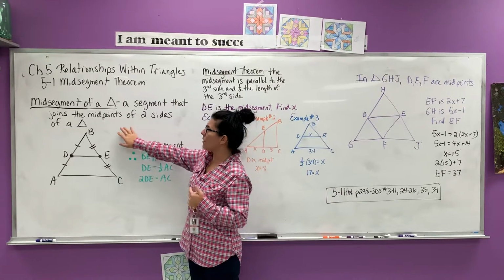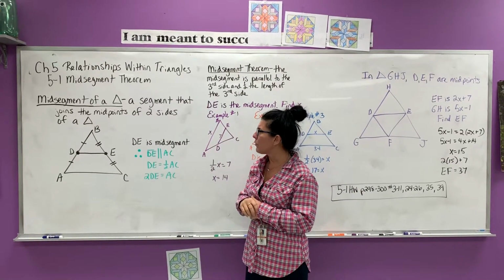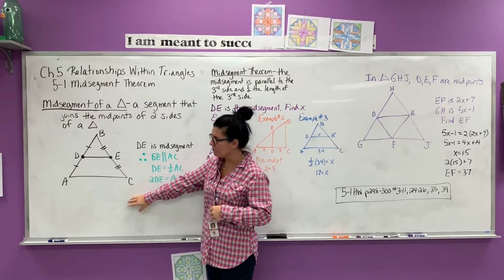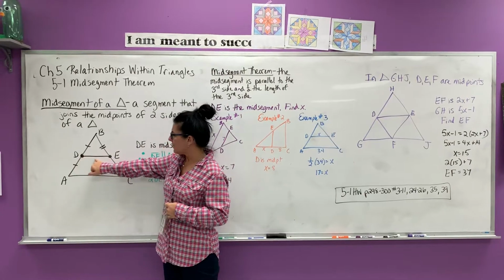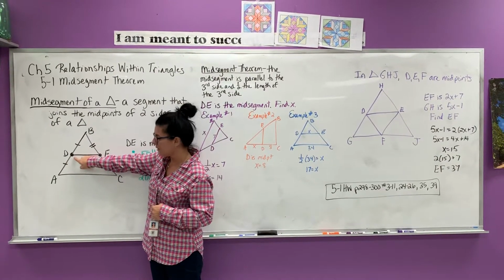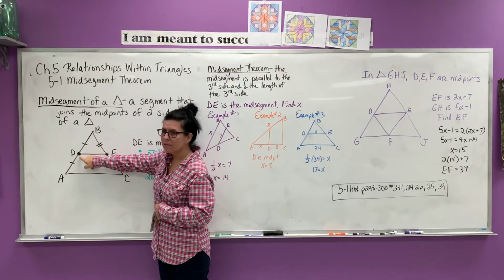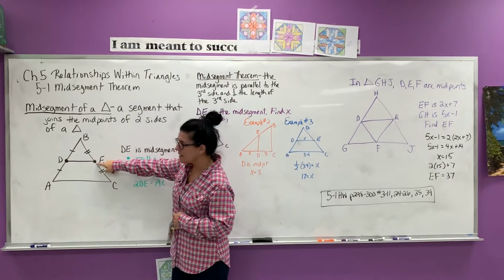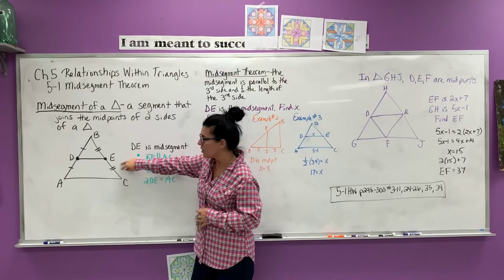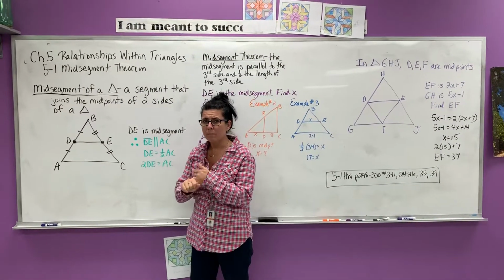So a definition of a mid-segment of a triangle: it's a segment that joins the midpoints of two sides of a triangle. So if you look at the picture here, triangle ABC, I can look at it and know that DE is called a mid-segment because I can see that D is a midpoint by the markings here. I can see AD and DB are the same, so I can call D a midpoint. I can call E a midpoint for the same reason. I can see BE and EC have the same length. So I can call this a mid-segment. So be able to identify what a mid-segment is.